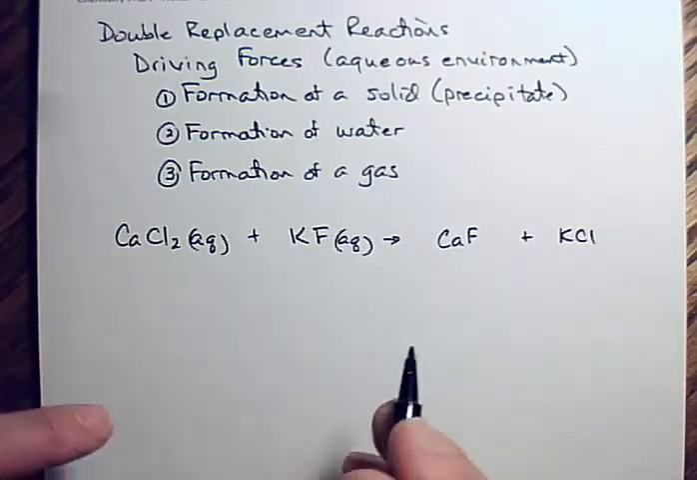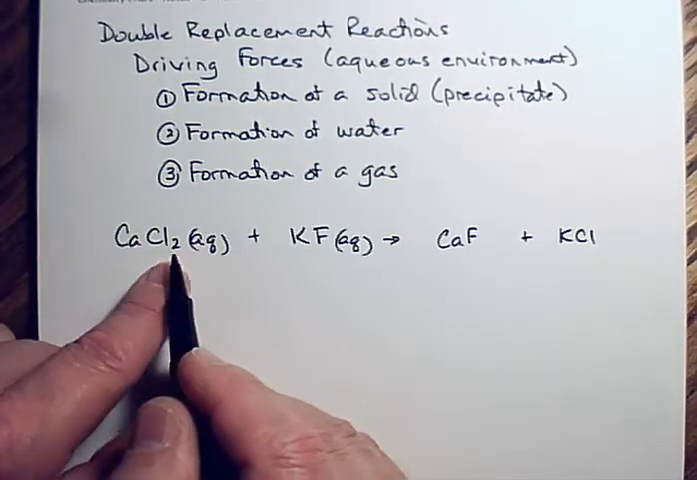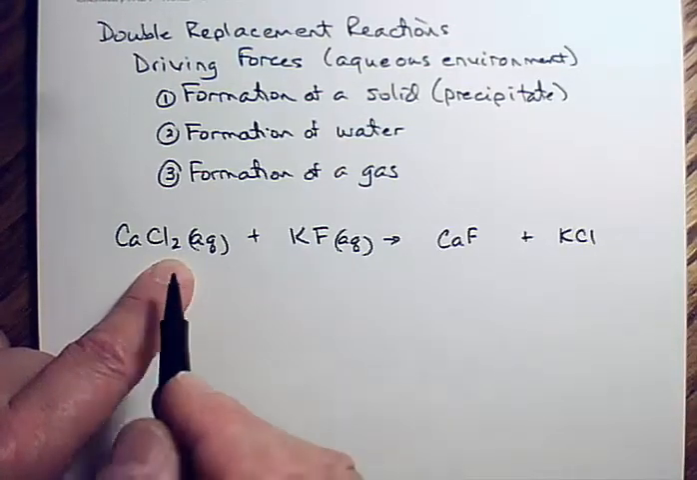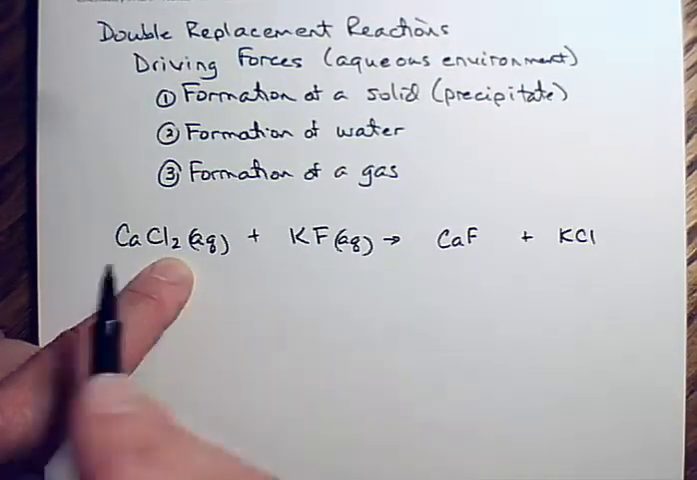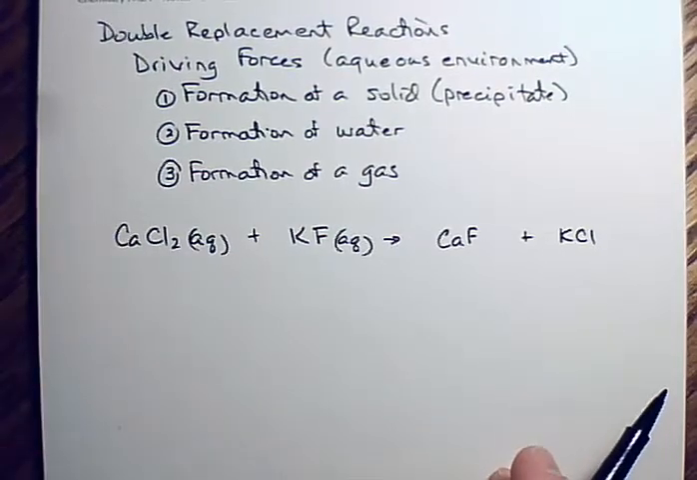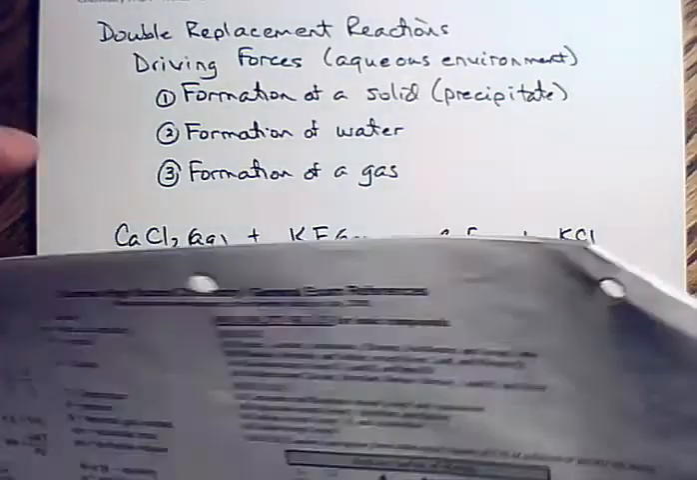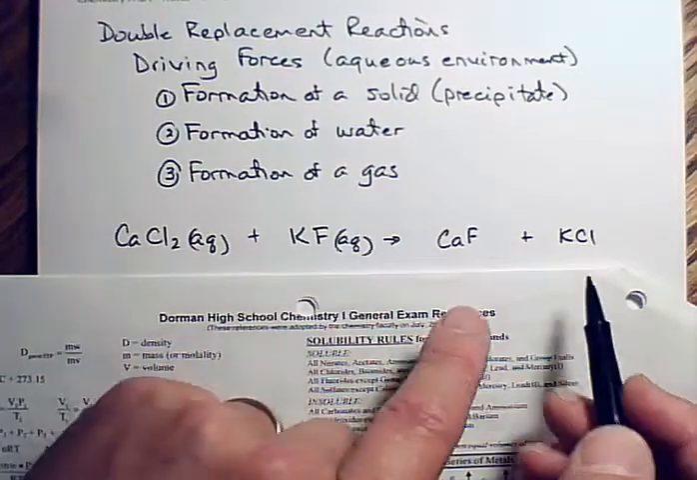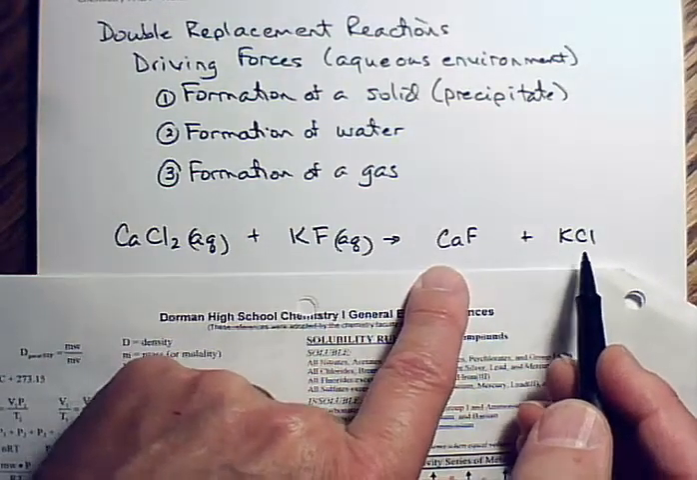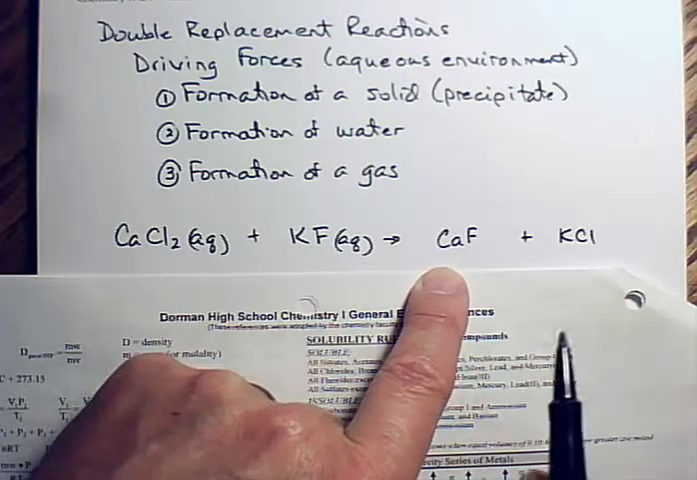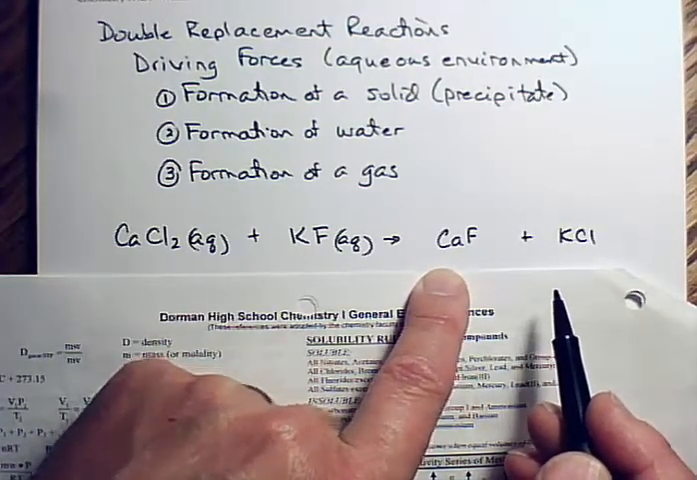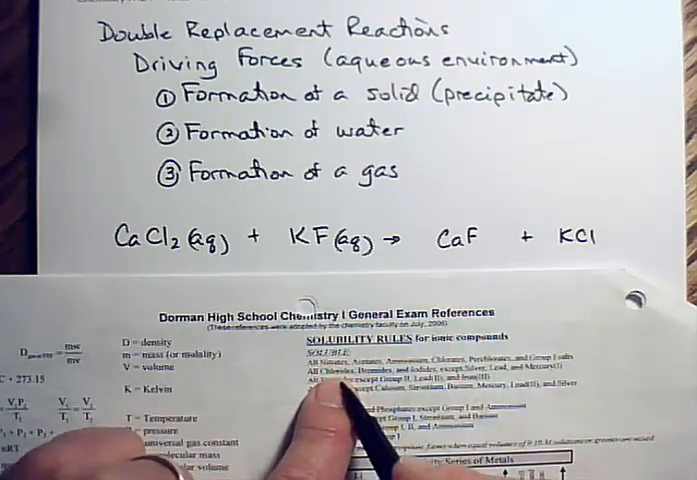Alright? So all I do is switch the front part and the back part, but I don't use subscripts yet over here because subscripts only travel if they're part of a polyatomic ion. Before I do anything else, I want to go to the solubility rules and see if I have evidence of some kind of driving force. I'm not forming water. Neither one of these are gases, so the only possible driving force is the formation of a solid. Okay? So let's see.